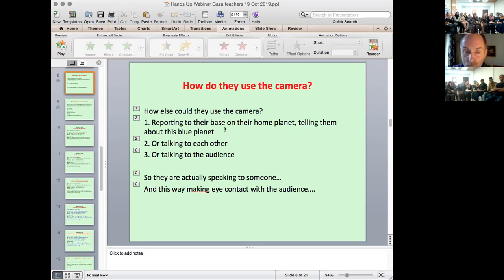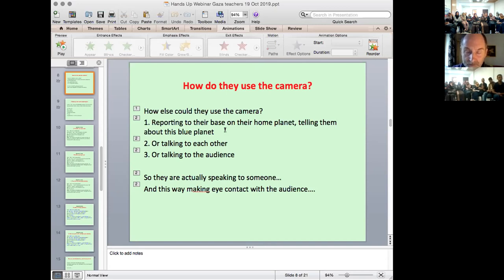Of course, you will have thought of other situations, but here are three ways of thinking about using the camera, because the camera is fixed. We do not zoom the camera. It is completely static, and therefore we have to be clear and inventive about how to use it.